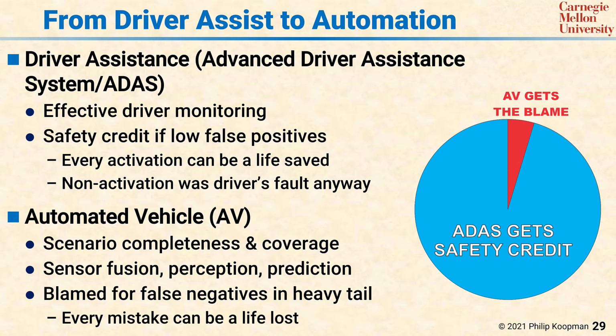Well, the automated driving system's in charge of safety. So if it gets something wrong, even something that nobody ever thought of before, it's going to be blamed for the crash. In other words, it's going to be blamed for false negatives, not knowing about something out in the heavy tail, because its job is to be safe. That does not mean automated driving systems have to be perfect, but they need to be almost perfect to be able to attain the same reliability as a human driver.